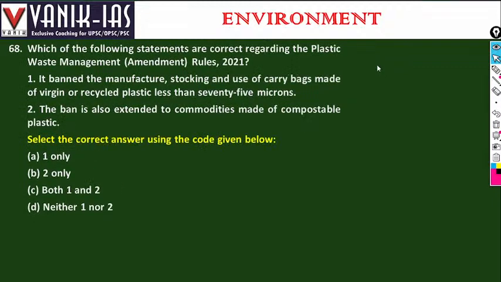Consider the following statements regarding Plastic Waste Management Rules 2021. It banned the manufacture, stocking and use of carry bags of virgin or recycled plastic less than 75 microns. The ban is also extended to commodities made of compostable plastic.